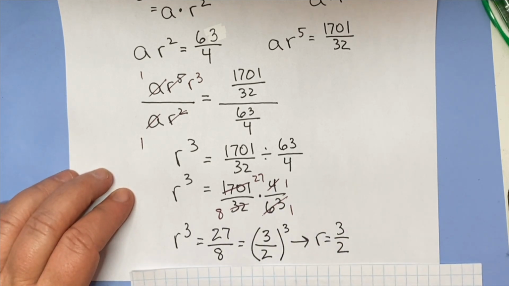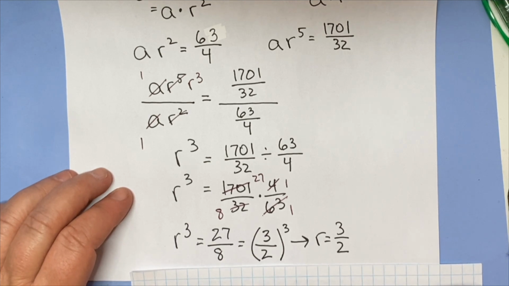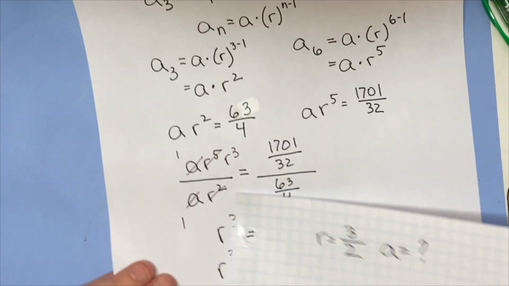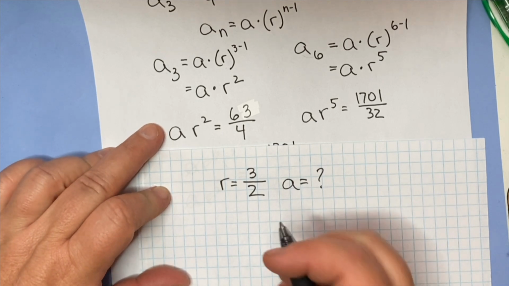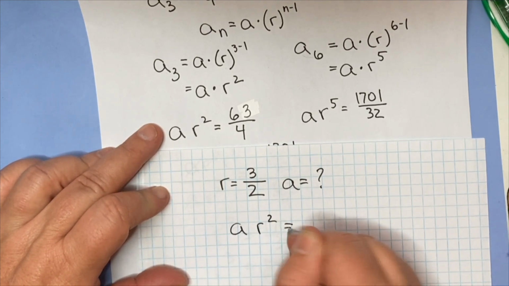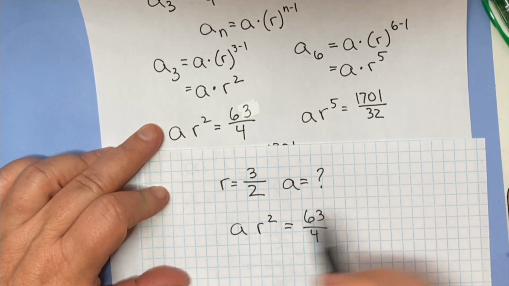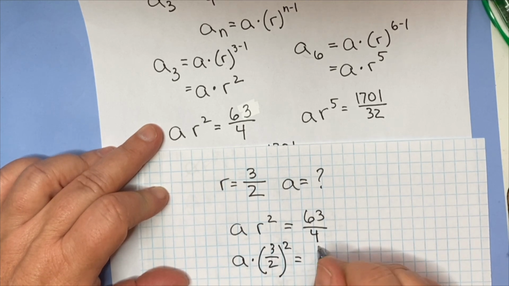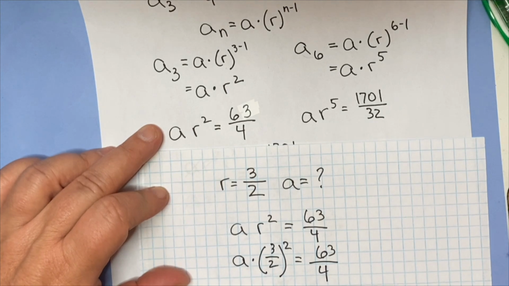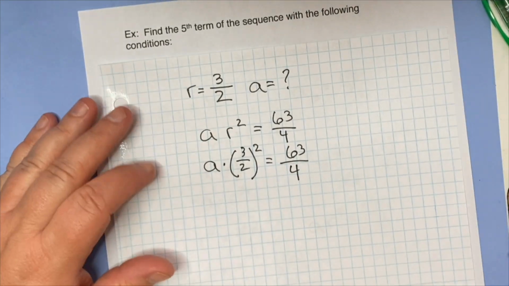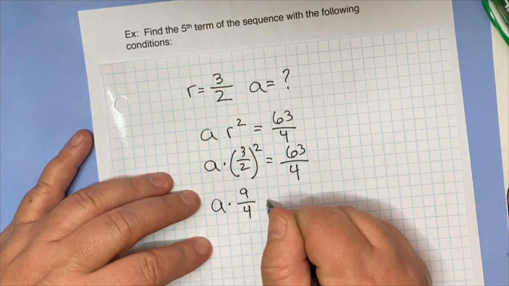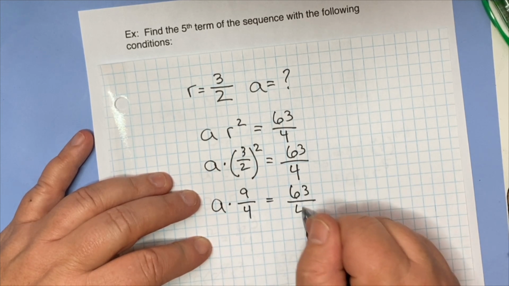So if we know that R equals 3 halves, we need to find A, right? So we can come back to this fact. We know that AR squared equals 63 over 4. So this is A times 3 halves squared equals 63 over 4. So we're just slowly chipping away at this puzzle. 3 halves the quantity squared is going to give me 9/4. And that's going to give me 63/4.